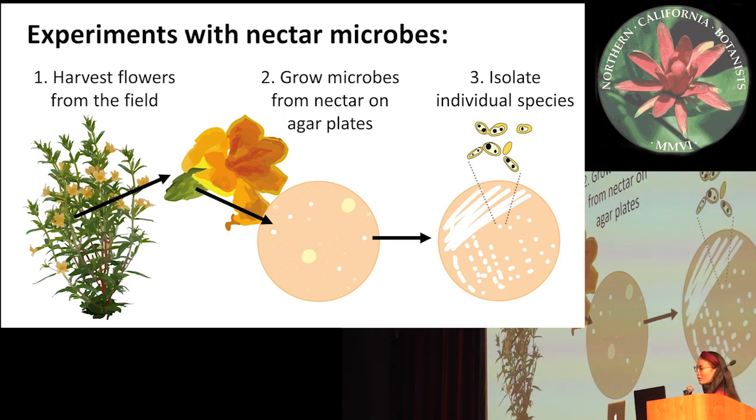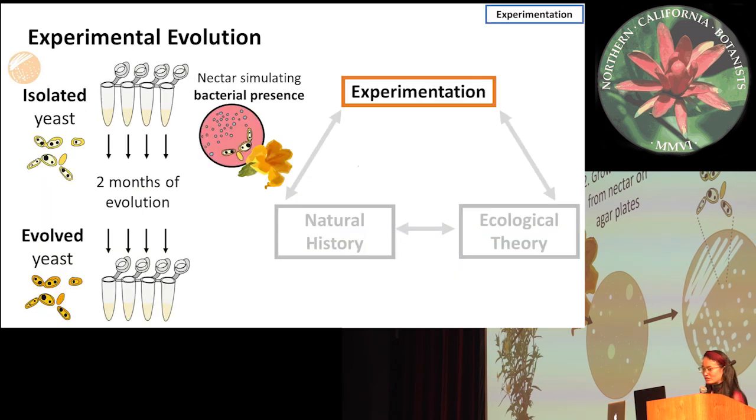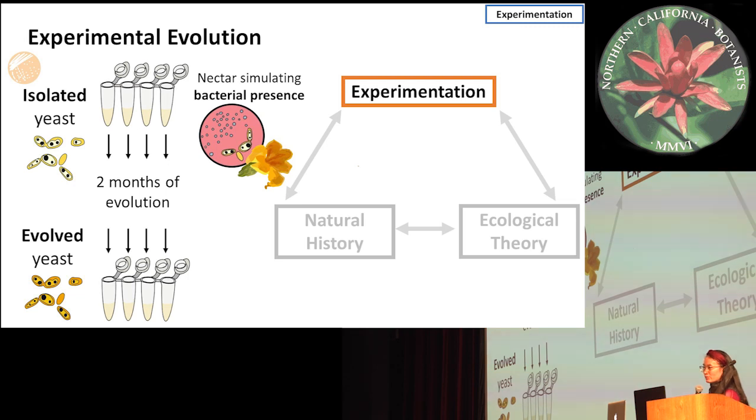Now, I'm going to be telling you a very yeast-focused story and how bacteria will negatively affect yeast. What we did with those isolated yeast from the field is we used experimental evolution, where we put single clones, so genetically identical individuals, into nectar that simulated early arrival by a bacteria.